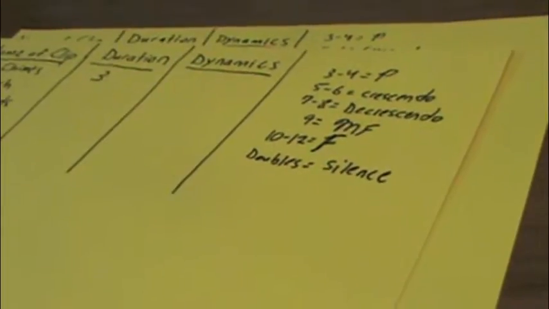And for the dynamics, you're going to use both dice. And as you see, I created a legend for the dynamics there. 3 to 4 is piano, 5 to 6 crescendo, 7 to 8 decrescendo, 9 equals mezzo forte, 10 to 12 is forte, and doubles actually equals silence, because you do actually want silences in the piece as well. So let's see what dynamics we come up with. 7.